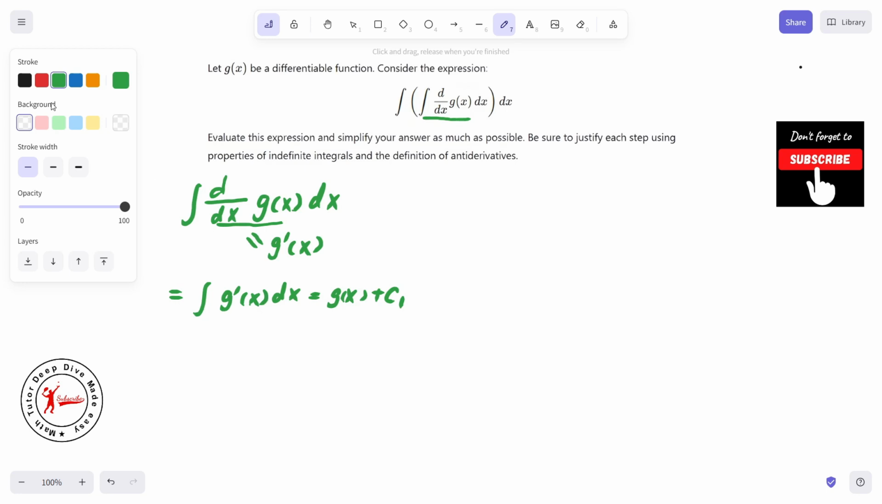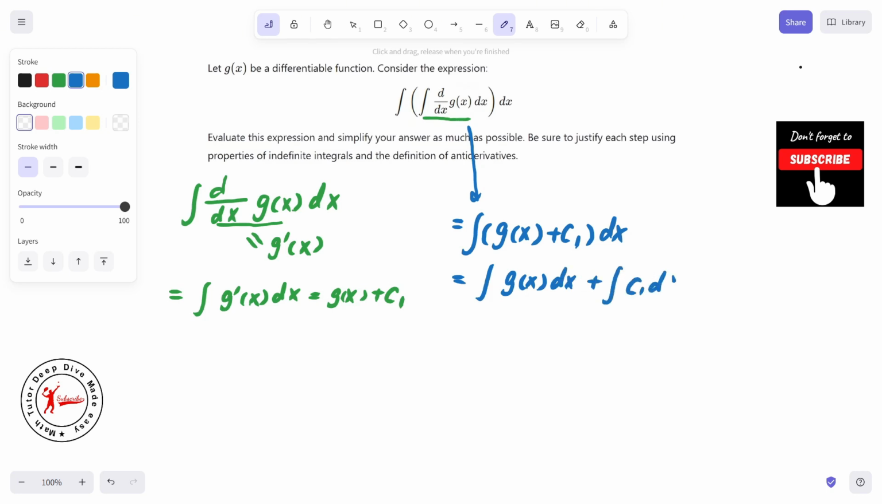Step 2 is to work on the outer part. Now that we know the inner part simplifies to g of x plus c1, we plug that into the outer integral. So now the full expression becomes the integral of g of x plus c1, all with respect to x. Step 3 is to break it into two simple integrals. This is a simple situation now. We can treat it as the sum of two parts.